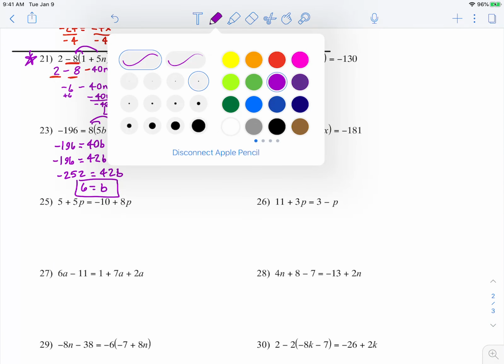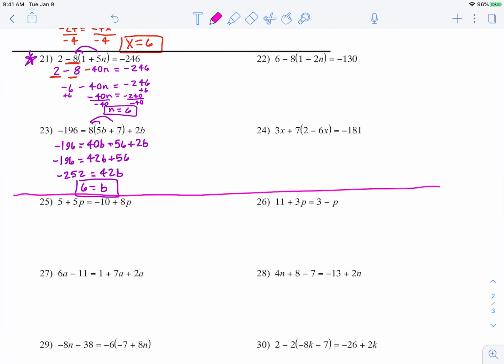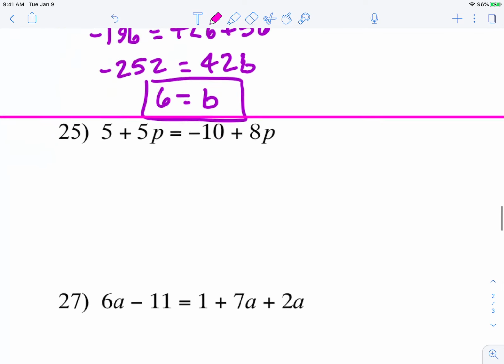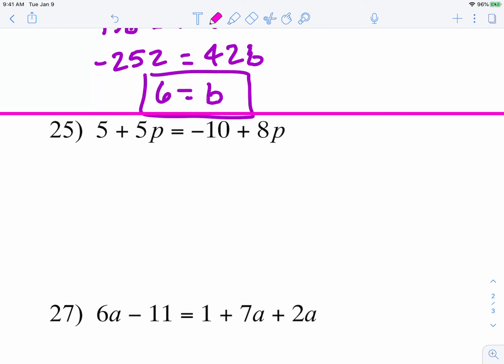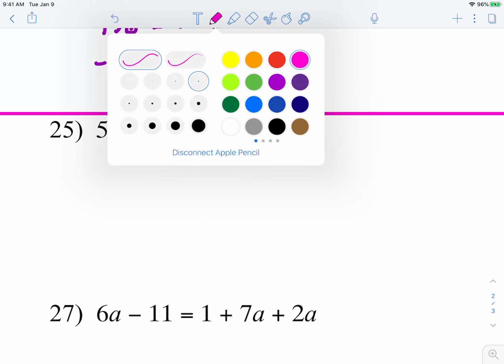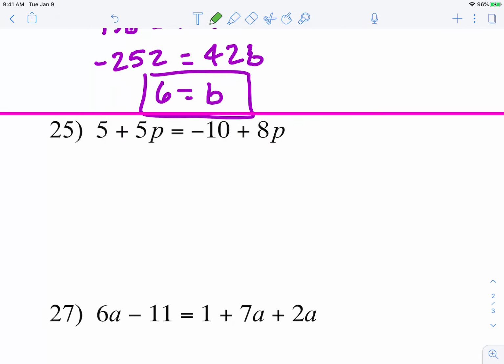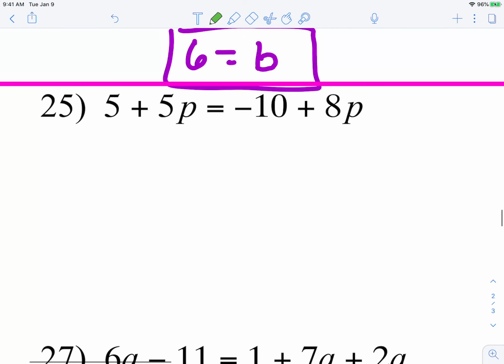So multiple steps there. 25, starting here with this. I don't know if y'all notice here, we have variables on both sides. And sometimes the order of the steps can vary here on these. It doesn't necessarily need to always go in the same step. You can get all your variables on one side and all your regular numbers on the other, and depending on which way you're thinking about it, that can look different ways.